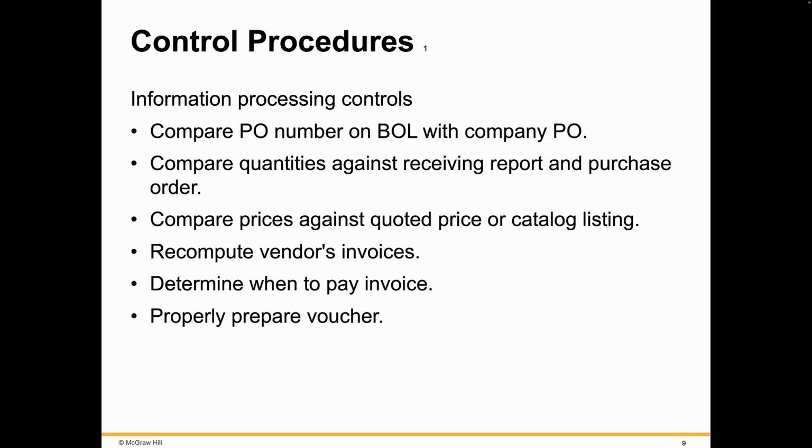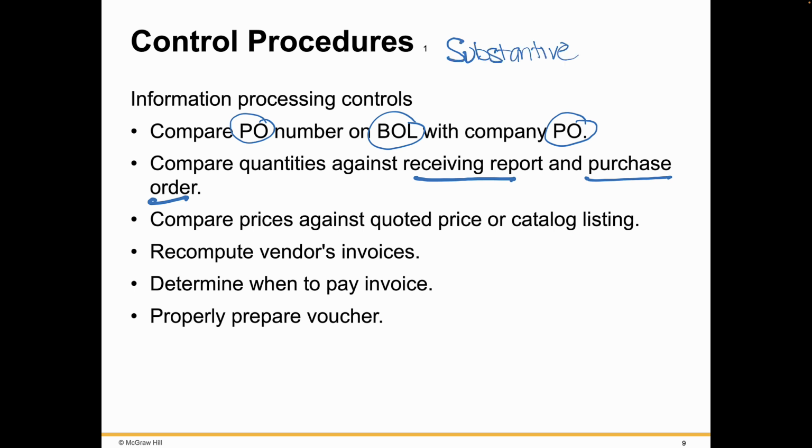So we have control procedures, right? And so there's information processing control. We want to compare the purchase order with the bill of lading and with the company's purchase order as well. And we want to compare the quantities against the receiving report and the purchase order. So this is part of our substantive testing that we do as auditors.